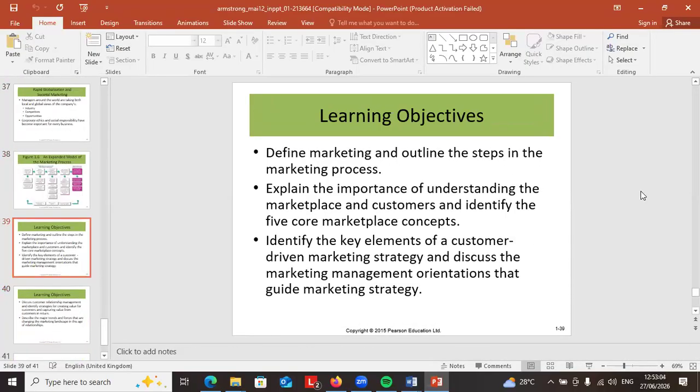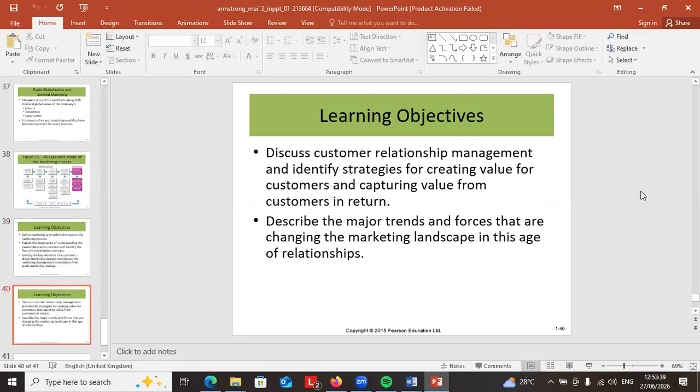And then 2, you should be able to explain the importance of understanding the marketplace and customers and identify the 5 core marketplace concepts that we've just discussed. 3, you should be able to identify the key elements of a customer-driven marketing strategy and discuss the marketing management orientations or philosophies that guide marketing strategy in terms of the production concept, product concept, selling concept, marketing concept, and I think the societal marketing concept, right?